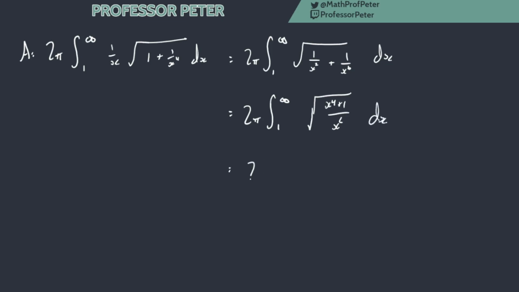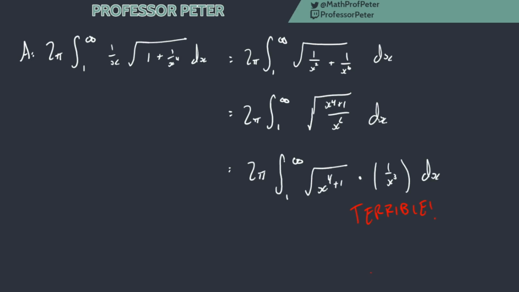And then you could say, well, that's 1 to infinity, the square root of x to the 4 plus 1 times 1 over x cubed. That's our square root of 1 over x to the 6th dx. And then you could use integration by parts to go on from there. And oh my goodness, this sounds terrible. Let's not do that. What we could do is just notice that this value is greater than 1 for these x values.